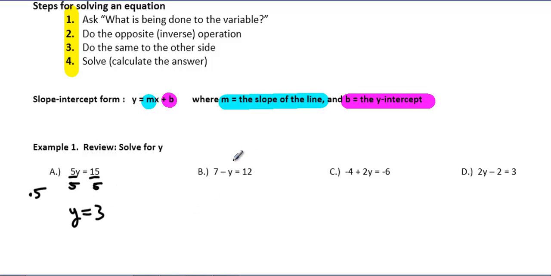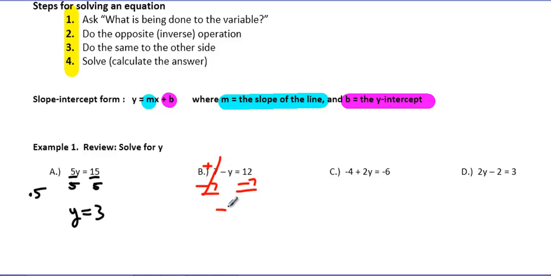Okay? When I look at B, a common mistake that people make is they look at this problem and say, oh, we're subtracting, so the opposite is to add. Well, if you do that, 7 plus 7 is 14, and it does not cancel out. So the important thing to remember here is we do not look at the sign behind a number. We look at the sign in front of the number. So this is a positive 7, so I'm going to subtract it.